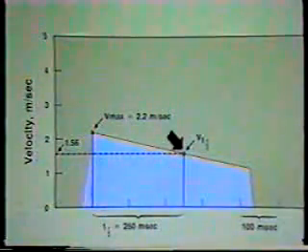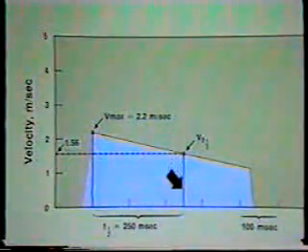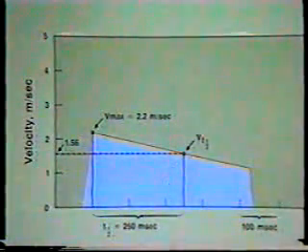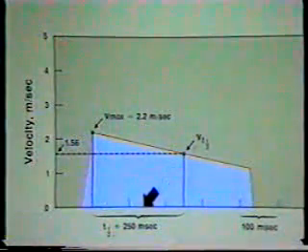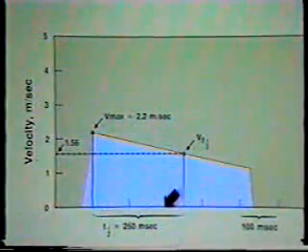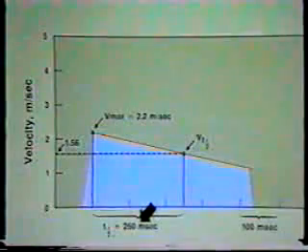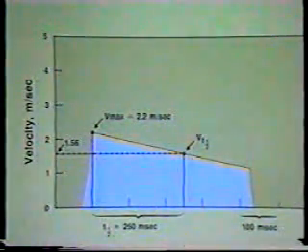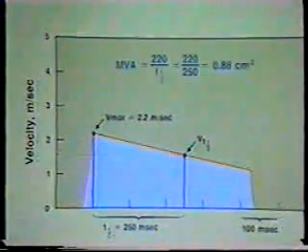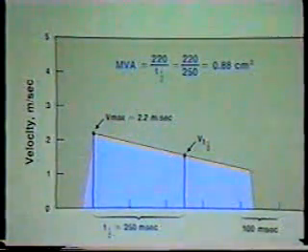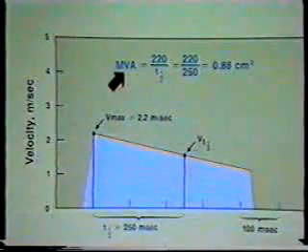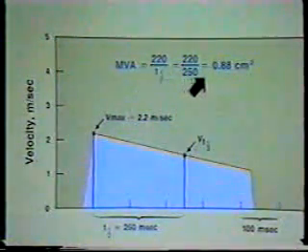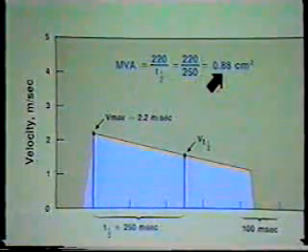Finally, we have dropped a second perpendicular from the 1.56 meter per second point to the baseline. The distance between the two perpendiculars is our pressure half-time, 250 milliseconds. This is identical to that which we calculated using the more laborious pressure curve method. Using the formula for mitral valve area, 220 divided by the pressure half-time, we calculate a mitral valve area of 0.88 centimeters squared.